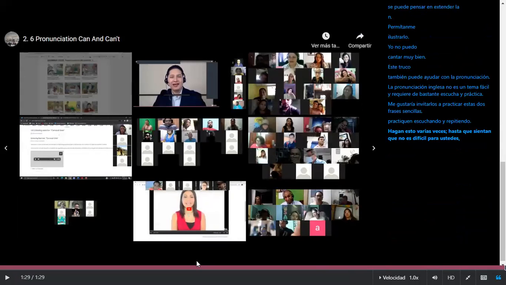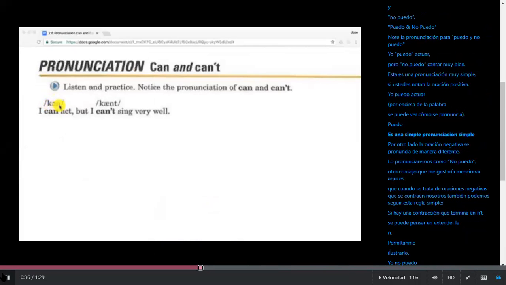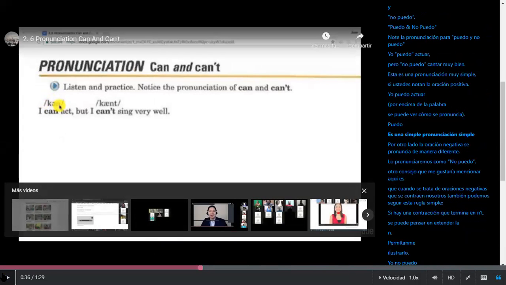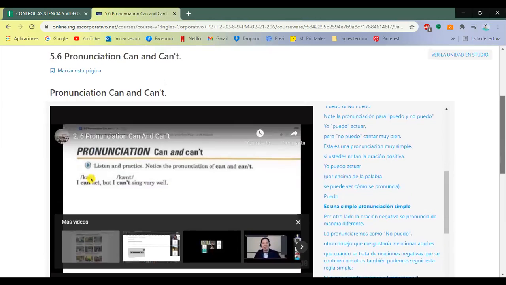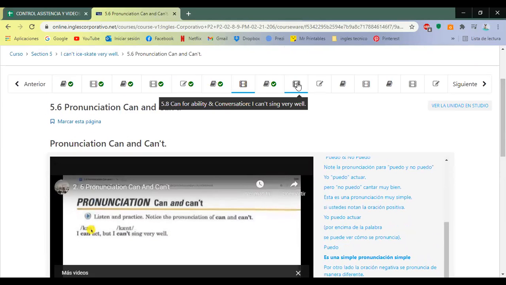Okay, so you can see that here we are talking about the pronunciation of can and can't. And as it is explained, we can say la forma afirmativa, ¿verdad? Como can. Y el tip que nos estaban dando ahí, cuando es negativo, alargar un poquito el sonido de la N. I can't, can't. Ok, para saber distinguir o diferenciar cuando estamos hablando de manera afirmativa o negativa.